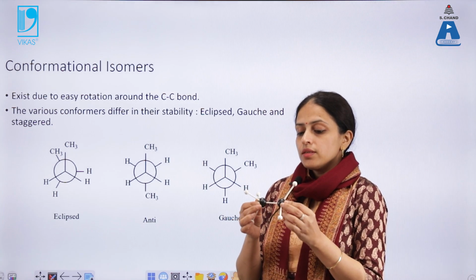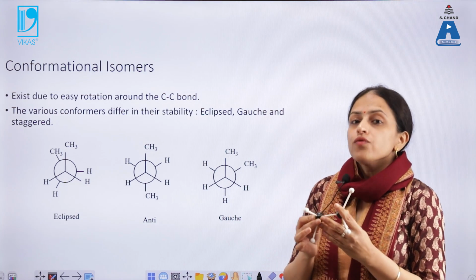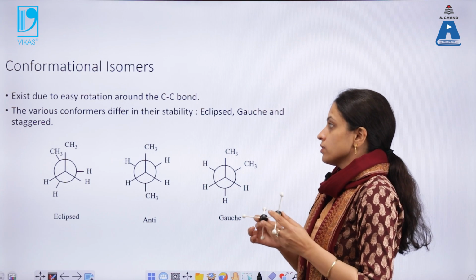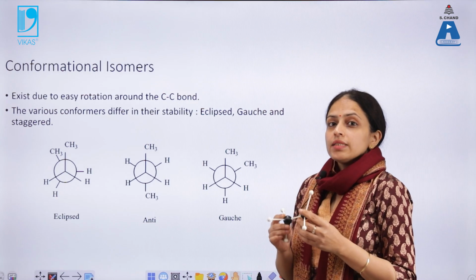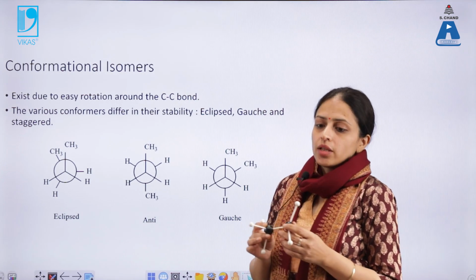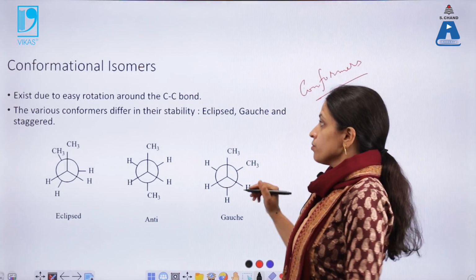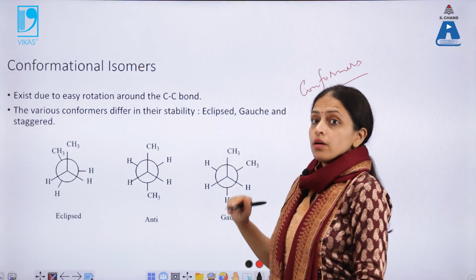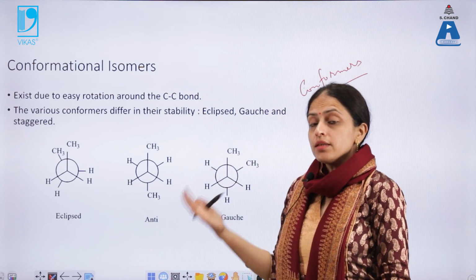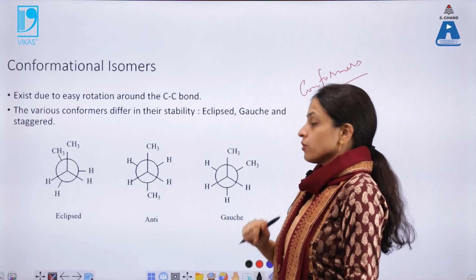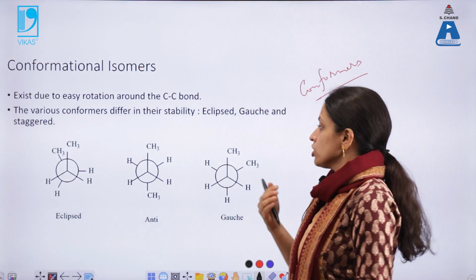This molecule exists in various forms which are known as conformers or conformations, and these exist in equilibrium with each other at room temperature. These conformers differ from each other in their stability. The most predominant form will be the one which is the most stable.